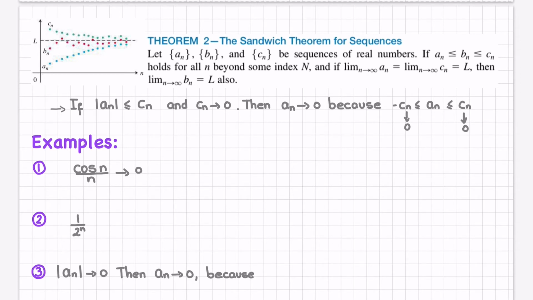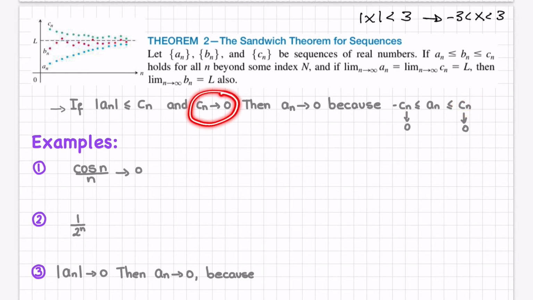So if the absolute value of a sequence is less than or equal to another sequence, if you have something like this happening and that sequence approaches 0, then what happens? a_n gets squeezed in between, because what does it mean for the absolute value of x to be less than 3? That means that x is between -3 and 3, right? So this right here means that a_n is between -c_n and +c_n.